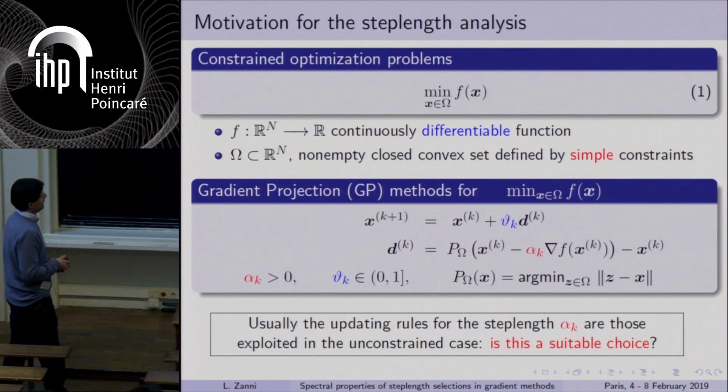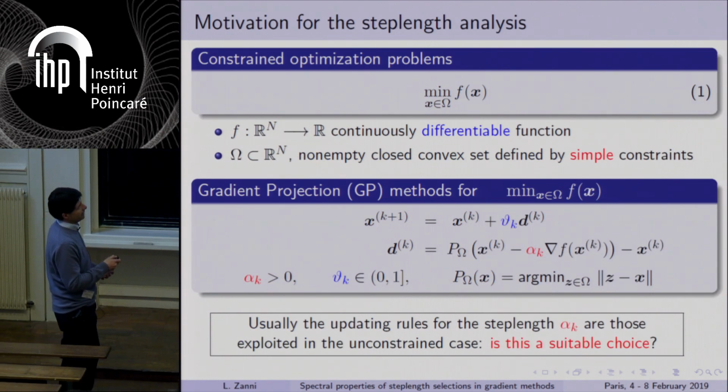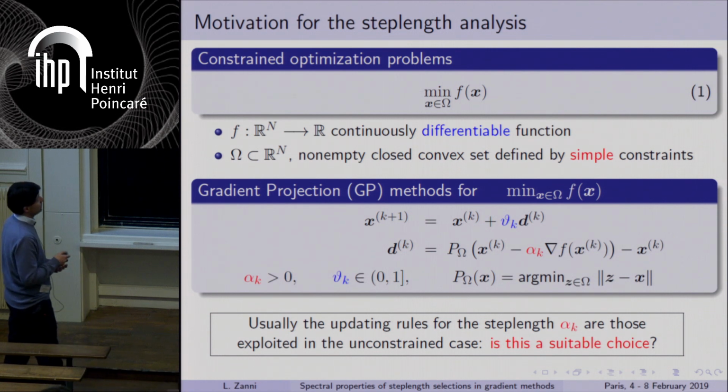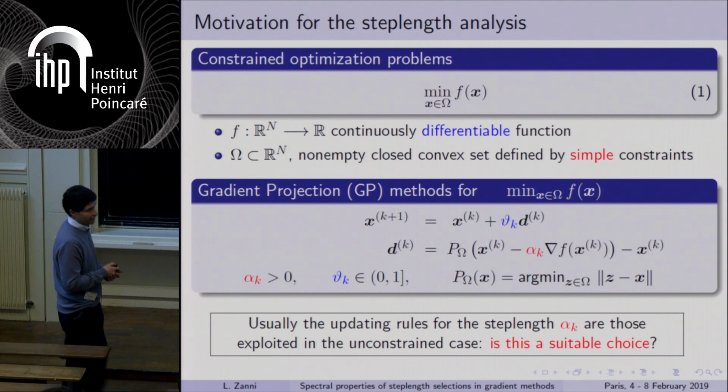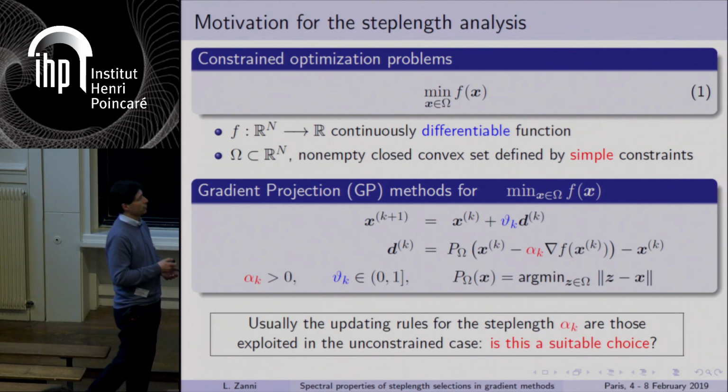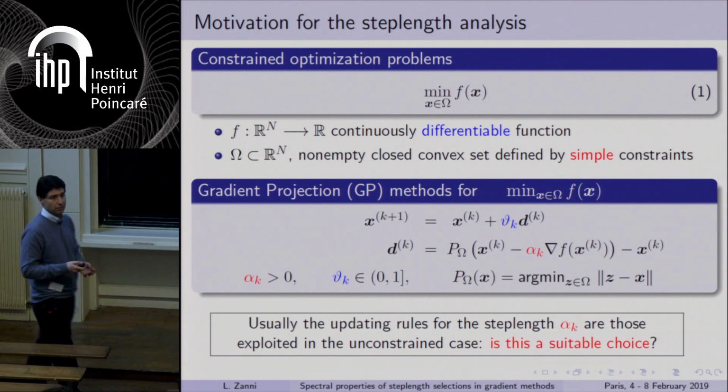Our interest is in defining a step-length updating rule for the step-length parameter, denoted by alpha k in red in this gradient projection scheme for differentiable optimization with simple constraints, where simple means that the projection onto the feasible region is not expensive.